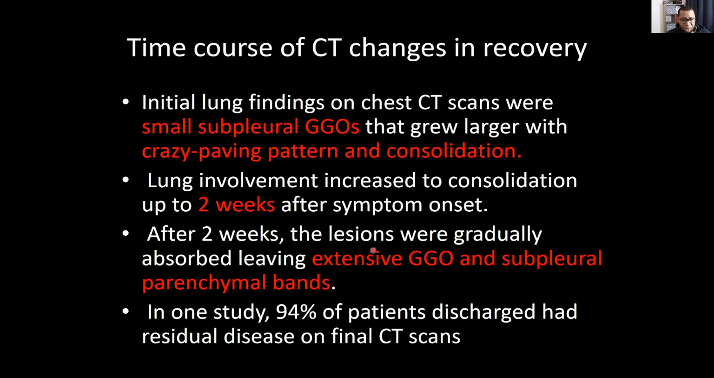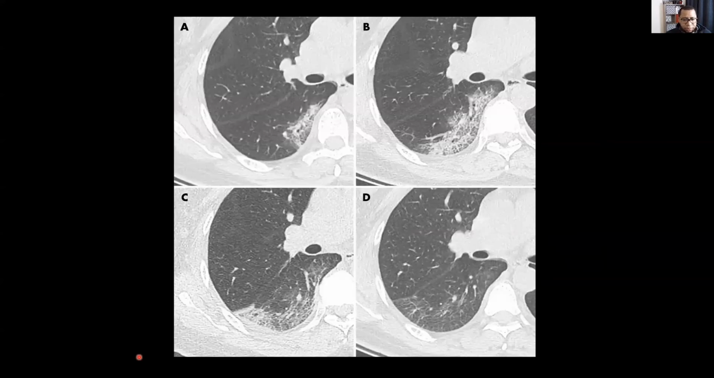And then after 2 weeks, the lesions were gradually absorbed, leaving some ground glass opacities again, some of which represent fibrosis, some scarring, and some subpleural parenchymal bands. So in one study, about 94% of patients discharged had residual disease in the final CT scan. So, you know, when you see some disease, some opacities on CT scan, it's important to understand the clinical picture, right? So it doesn't always mean that the patient is having active disease. It could be a resolution from disease.